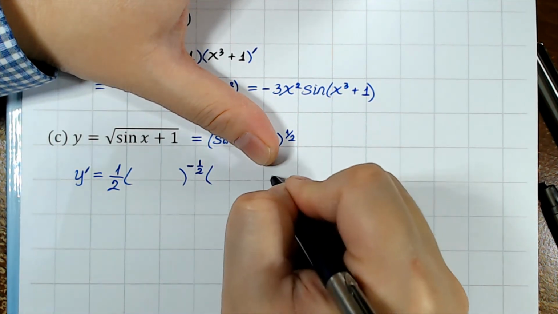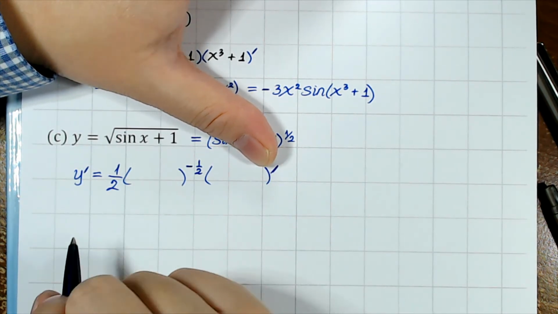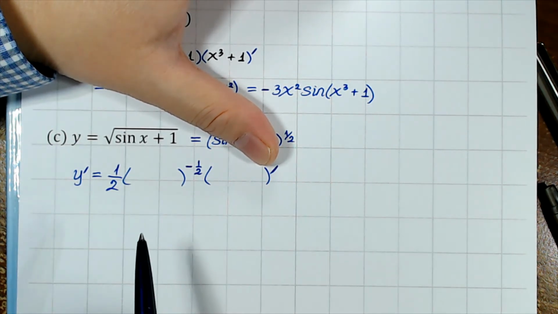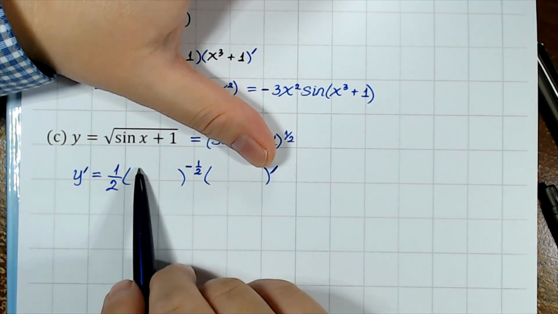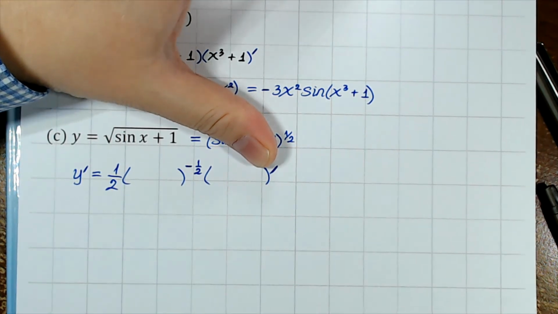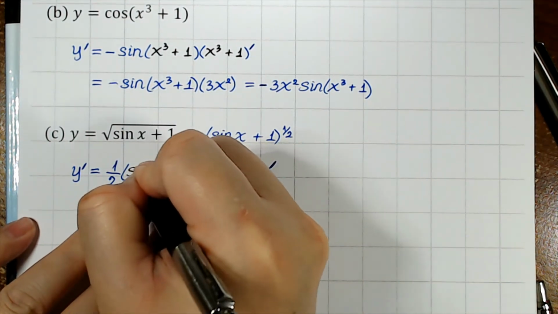And then the derivative of the parentheses. It doesn't matter what is inside, we always have to have this. That is the chain rule. So the derivative in terms of the parentheses and the derivative of the parentheses, that is the chain rule. Now we have sine x plus 1 in it.